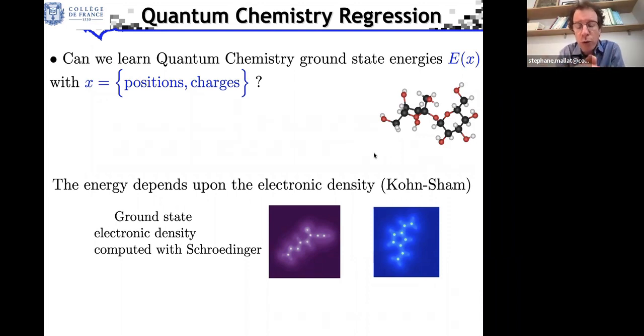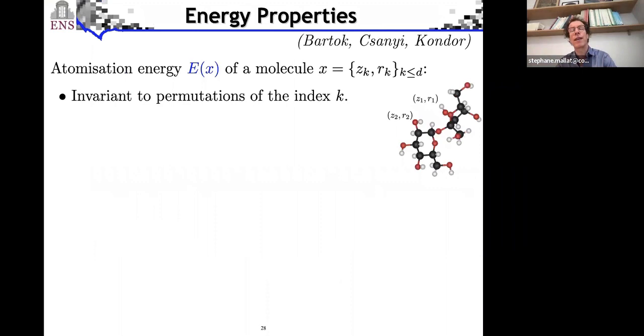Now, there is, of course, a beautiful approach that was introduced by Kohn and Sham to approximate the n-body Schrödinger problem by observing that the energy only depends upon the electronic density, and by relating the electronic density to this energy. Now, the electronic density, of course, you don't know if you don't solve the Schrödinger equation either. What we're going to do is first use the prior information to structure the network and then learn this energy. So what kind of information do we have in this problem?